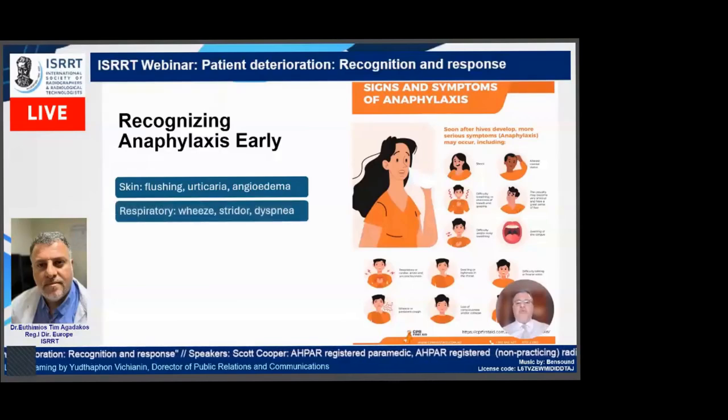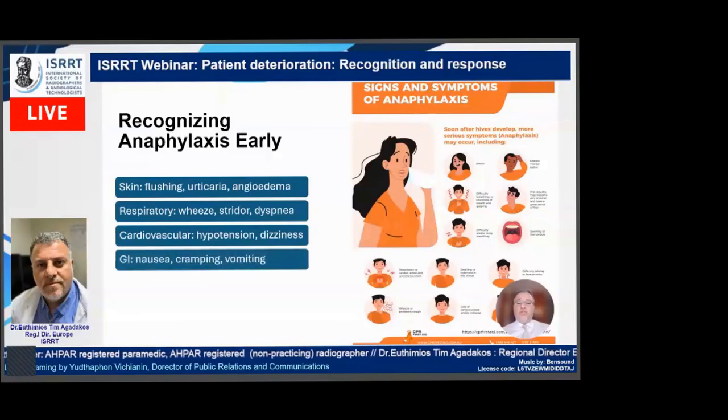Respiratory changes can include wheezing or difficulty in breathing, especially if there's airway involvement. A sudden drop in blood pressure, dizziness, or collapse may signal cardiovascular involvement. Gastrointestinal changes include nausea, cramping, vomiting, while patients may also experience a feeling of impending doom due to anxiety or panic attack.